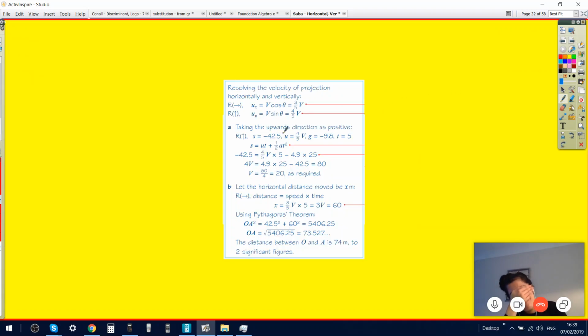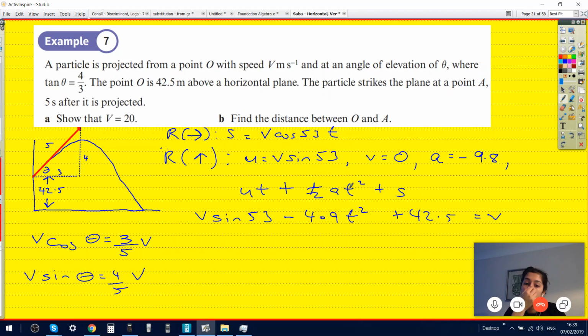Resolving upwards is that. They did the same as us. 4 over 5 V times 5. They used T for the entire thing. T is 5 for the entire thing. Oh, yeah, duh. T is 5. There you go. And then you just carry on what we were doing. So that times 5.